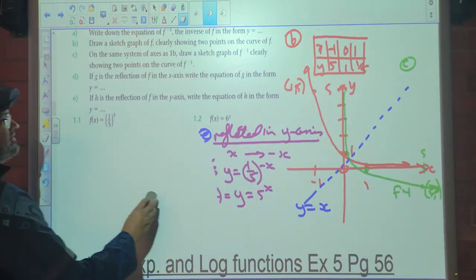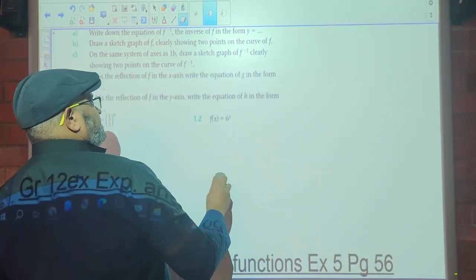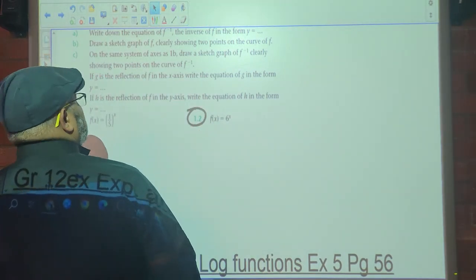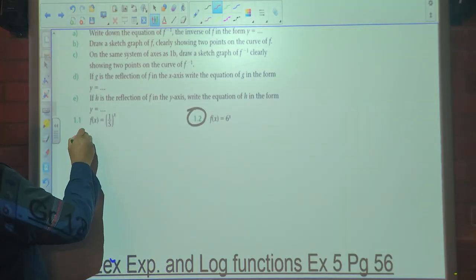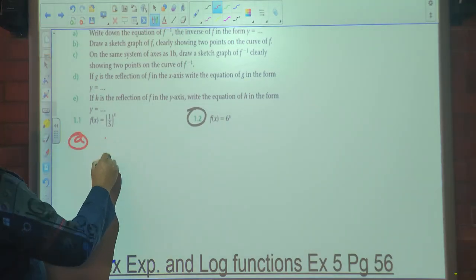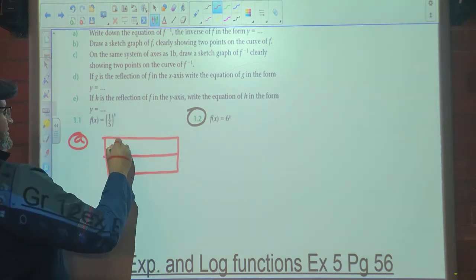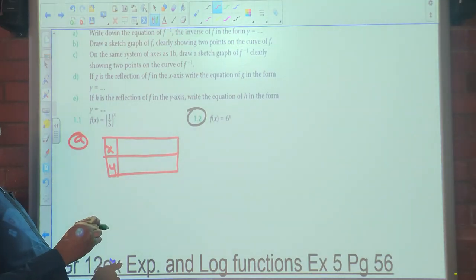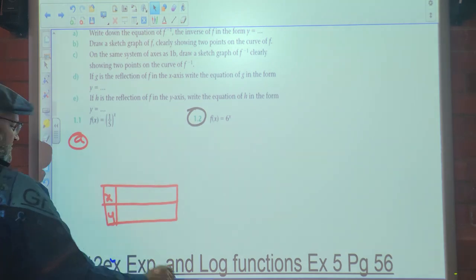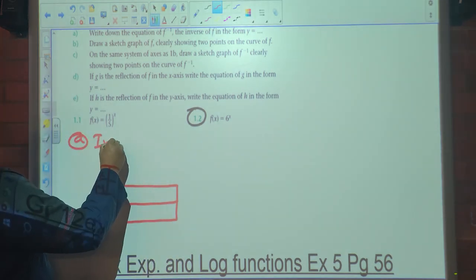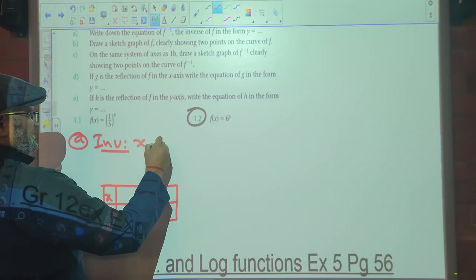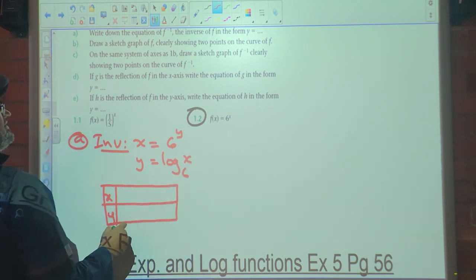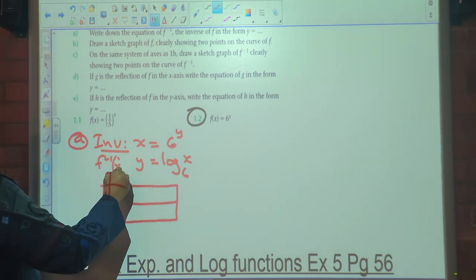Let's take this off here. Now we're going to look at 1.2. f of x equals 6 to the x. Now A was to draw the graph. So we'd use the table. A was the inverse. Okay, good. What do we do for the inverse function? We interchange x and y. So x is equal to 6 to the y. So y is equal to log x base 6. So this is the inverse function of it.